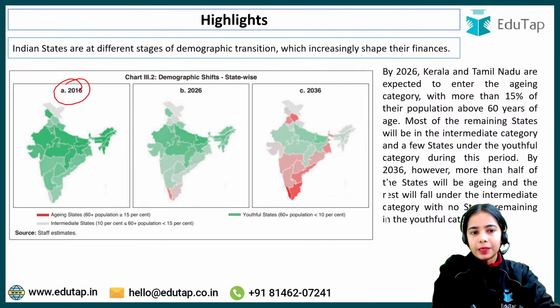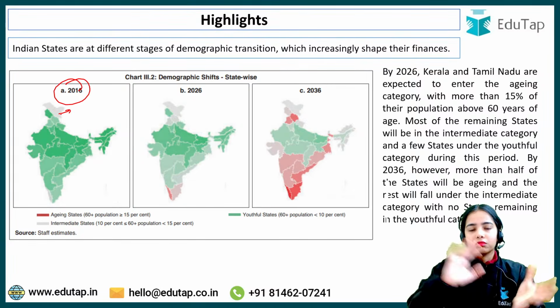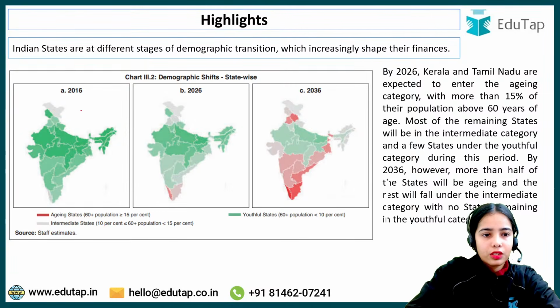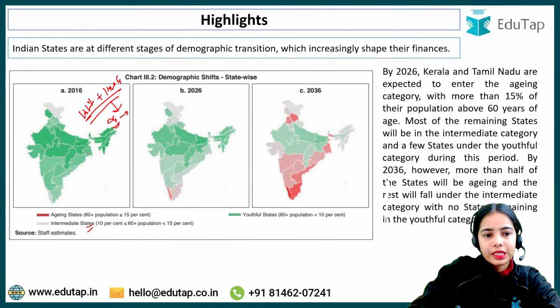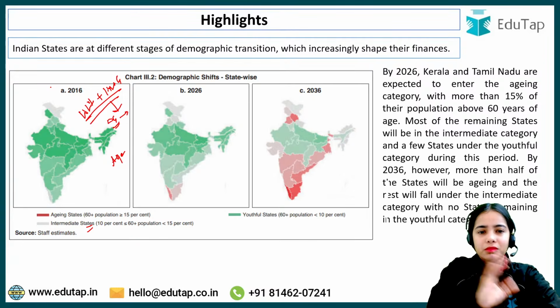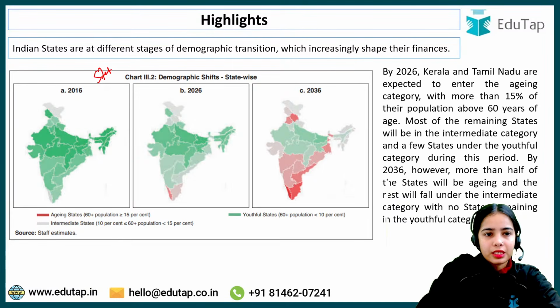So by 2016, this white shows that the data is not very much provided. Okay, so the white plus the light green basically shows the intermediate states. The dark green shows the youthful states, and the aging population is your red. Now for the union territories, the data is not very clear, that's why they are not taken into consideration much here. It is particularly for the states.